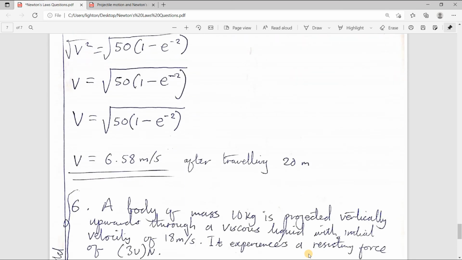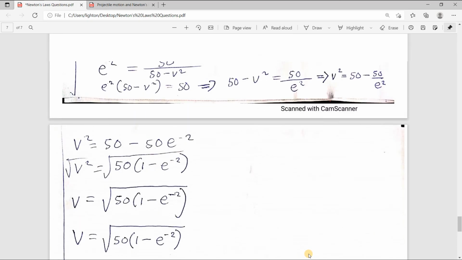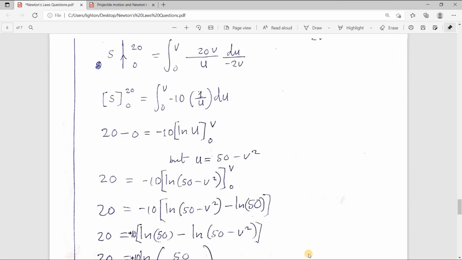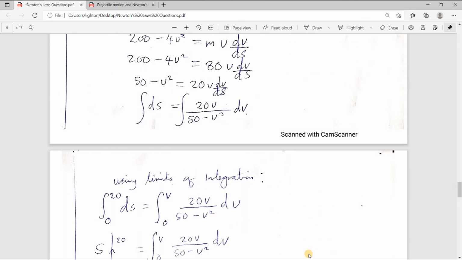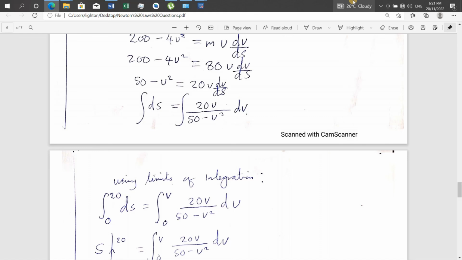Okay, so we end here for the questions on particle dynamics. So we've looked at motion in a resistant medium and the ordinary problems of just applying Newton's laws. So thank you very much, and see you in the next lesson.